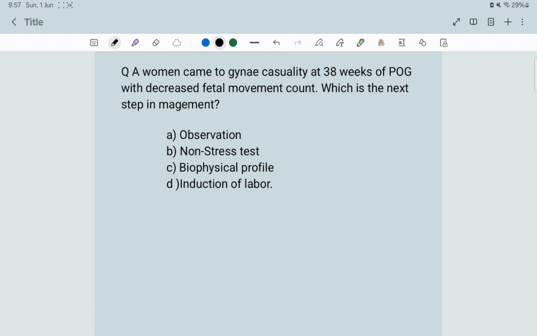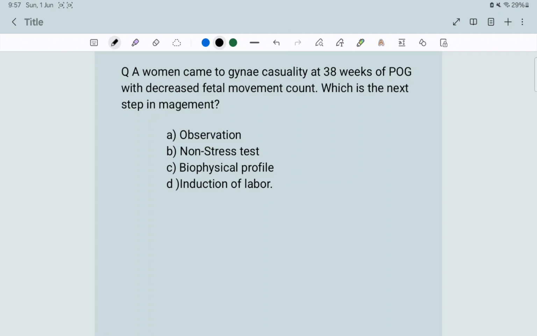The question goes like, a woman came to gynae casualty at 38 weeks of period of gestation with decreased fetal movement count. Which is the next step in the management? A. Observation, B. Non-stress test, C. Biophysical profile, or D. Induction of labor.